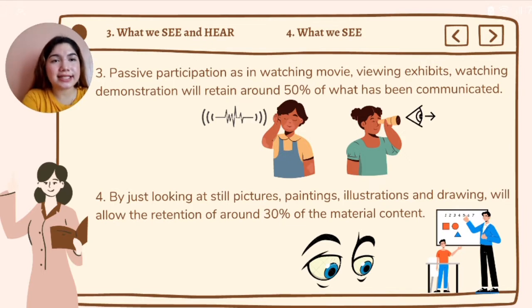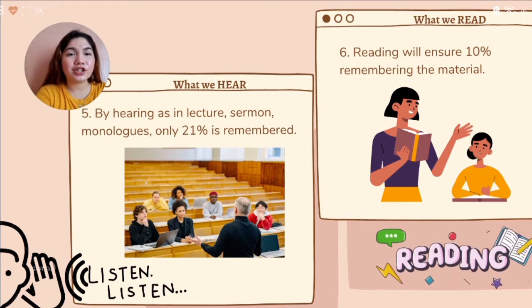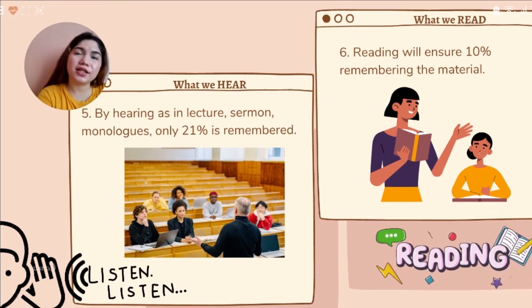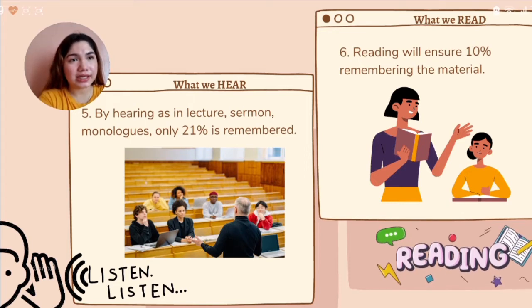Number 4 is what we see. Just looking at still pictures, paintings, illustrations, and drawings will allow the retention of around 30% of the material's content. So seeing will only give 30%, especially when you are not a visual learner. Number 5, we have what we hear. By hearing, as in lecture, sermon, and monologues, only 21% is remembered. Same as seeing, if there is no other activity, things will get boring. Learners will get distracted by daydreaming, getting sleepy, or having zero interest.